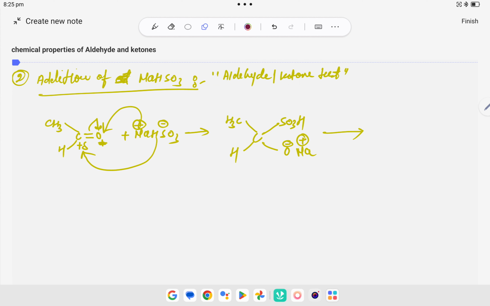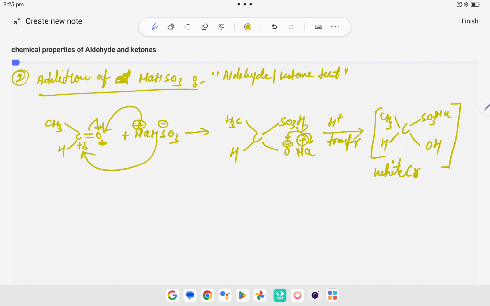Next step, very simple, you only have to perform H plus transfer. So this H will attach here and sodium will transfer here. So what you are getting now? Carbon CH3, here H, and here SO3Na, and here OH. This is a formation of white crystalline solid. If white crystalline solid formation is there, that is water soluble, that means the substance is aldehyde.